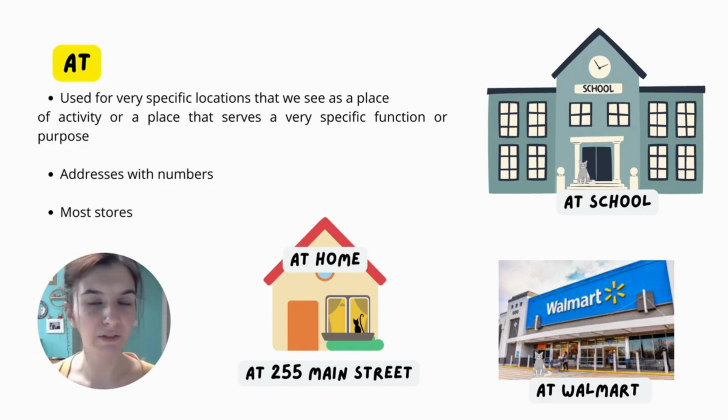Before, I said that if you don't have this number attached to it, you can't use at, you would use on. So you could either say here, I live at 255 Main Street, or if you're being less specific, you could say I live on Main Street. And lastly, we use at with most stores. So for example, I'm at Walmart. Normally, again, you can think of this at as there's a reason why we are at Walmart. It serves a purpose. We do one particular activity there, and that's why we're using at.